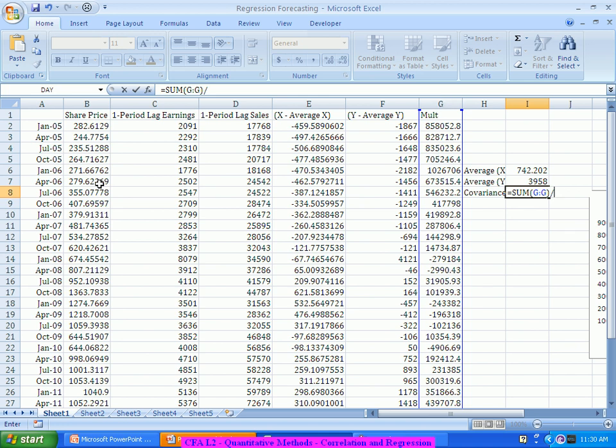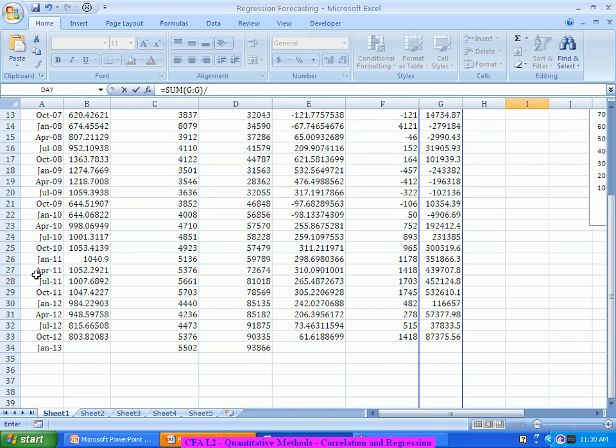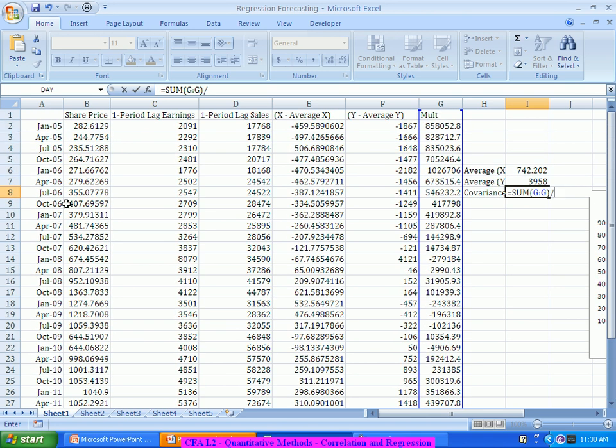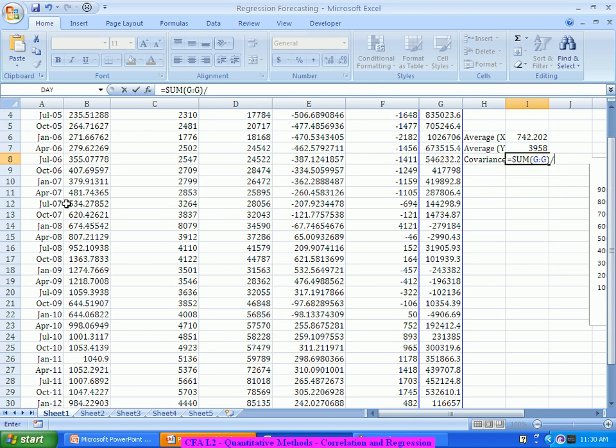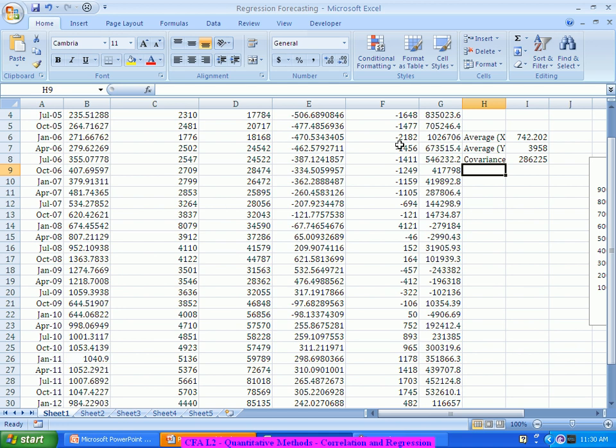So here n in our case is 33 observations. Or probably I am starting from the second row, so there are 32 observations. So minus 1 is making it 31. Which is arriving at the covariance being 286,000. Now this covariance, the next question that comes up is, is it high or low?